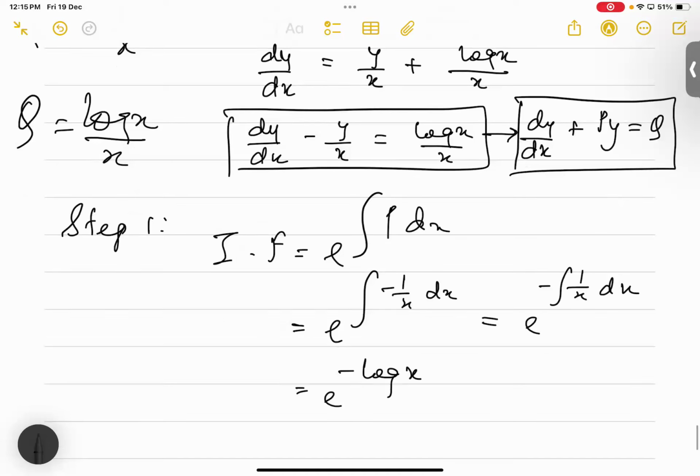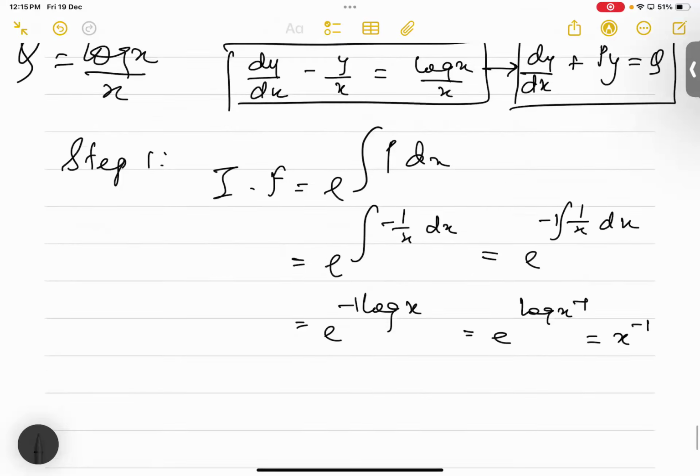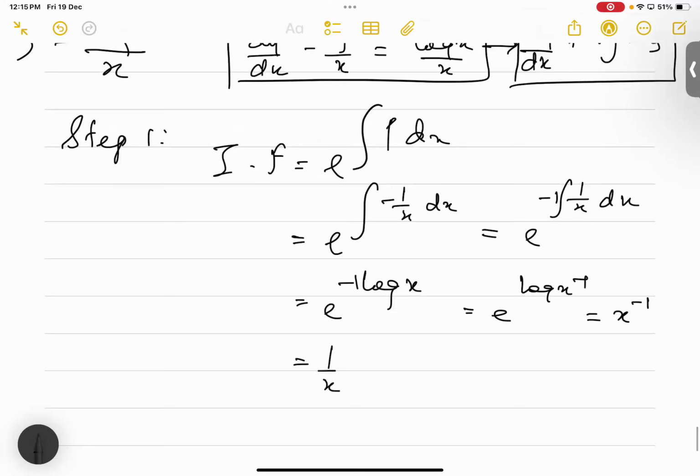Now write this as minus 1. It is better to write the minus as minus 1 for the purpose. x raised to minus 1, which is 1 upon x.